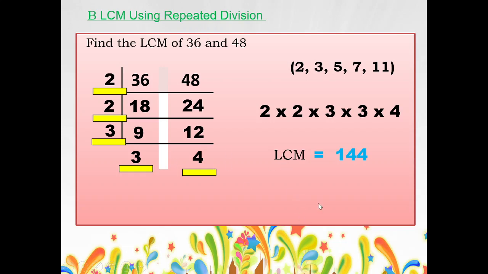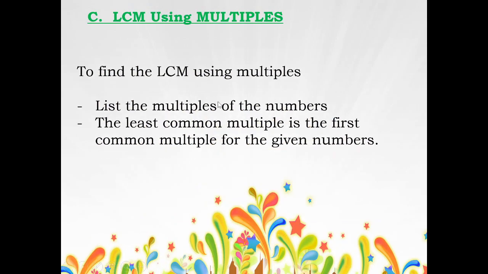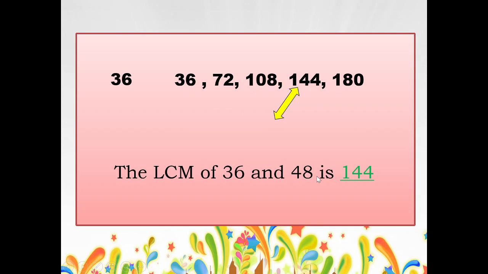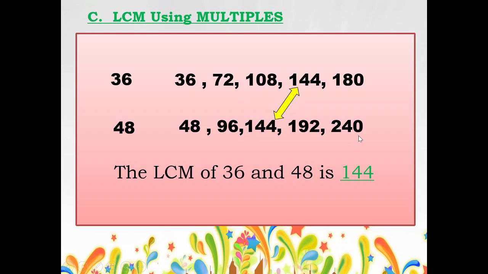Okay? So, next, gamitin natin yung multiples. LCM using multiples. To find the LCM using multiples, list the multiples of the numbers. The least common multiple is the first common multiple for the given numbers. Okay. So, napakadali lang nito. Yung multiples ng 36 is 36, 72, 108, 144, 180. So, 48, 96, 144, 192, and 240. So, as you can see, yung pinakaunang common multiple niya ay yun ang magiging LCM, which is 144.